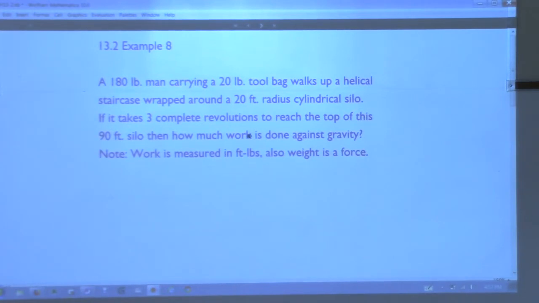A 180-pound man carrying a 20-pound tool bag walks up a helical staircase wrapped around a 20-foot radius cylindrical silo. If it takes 3 complete revolutions to reach the top of this 90-foot silo, then how much work is done against gravity?